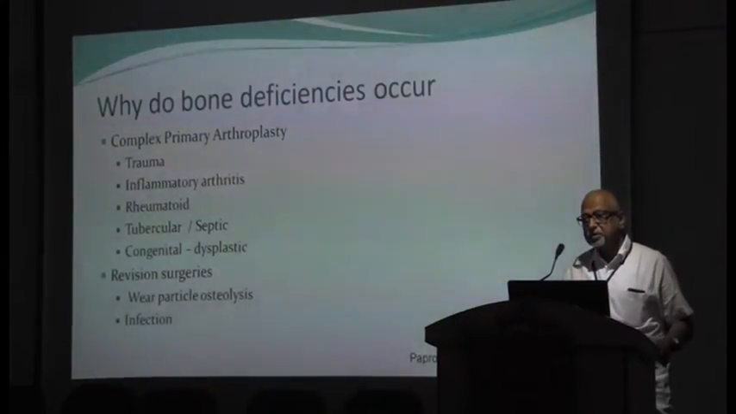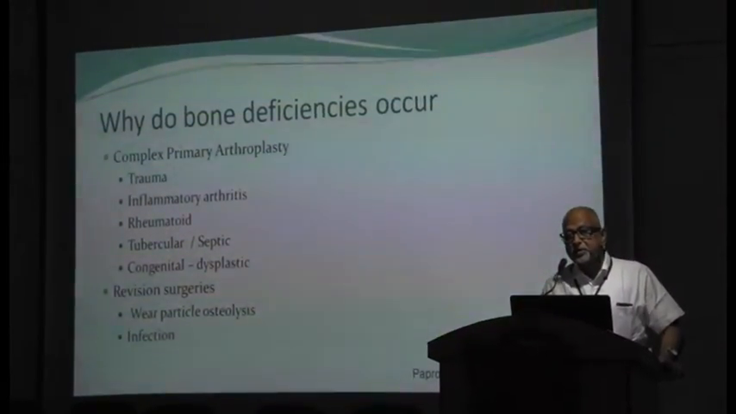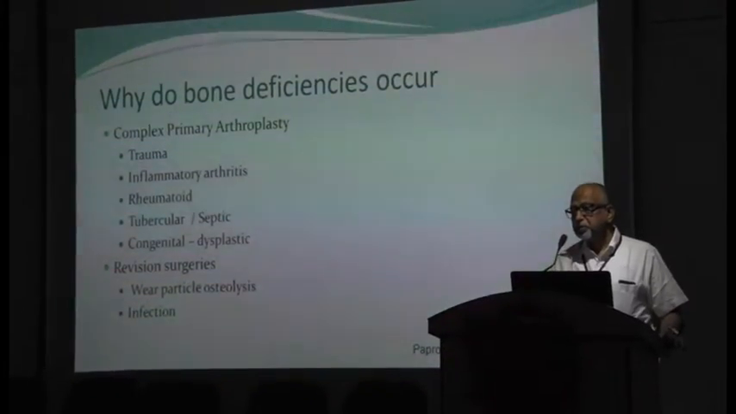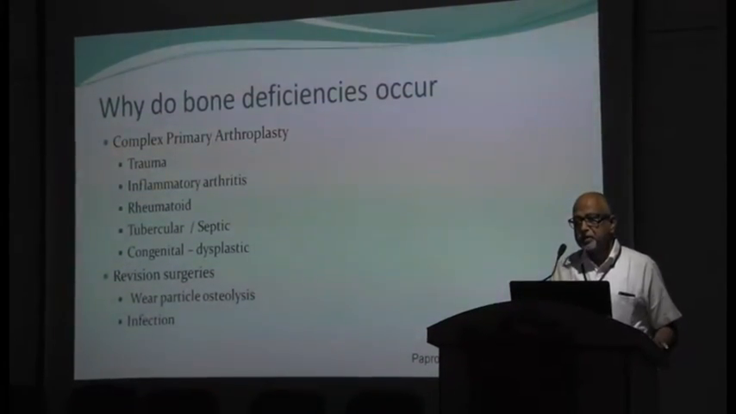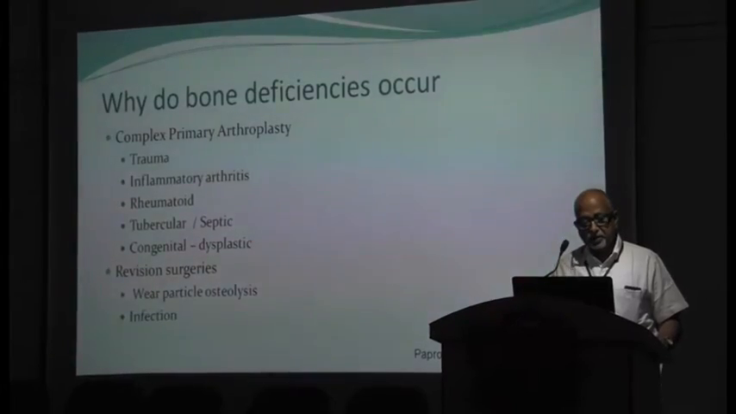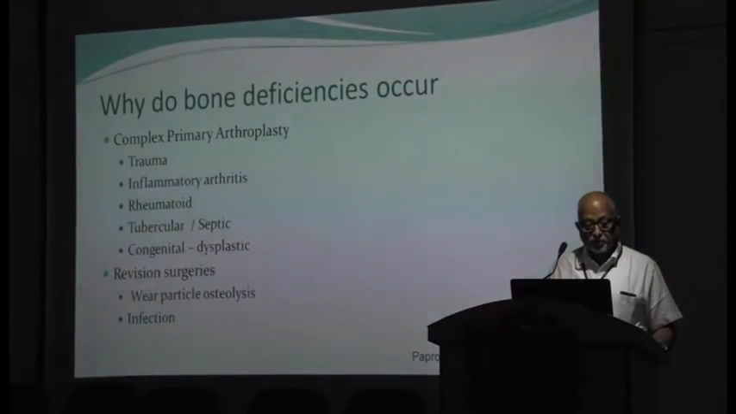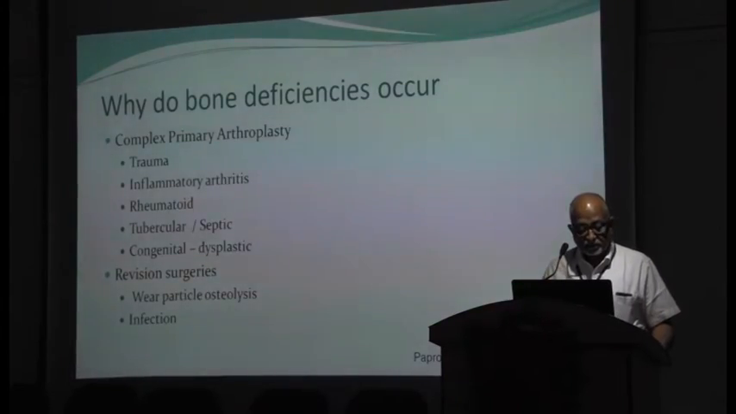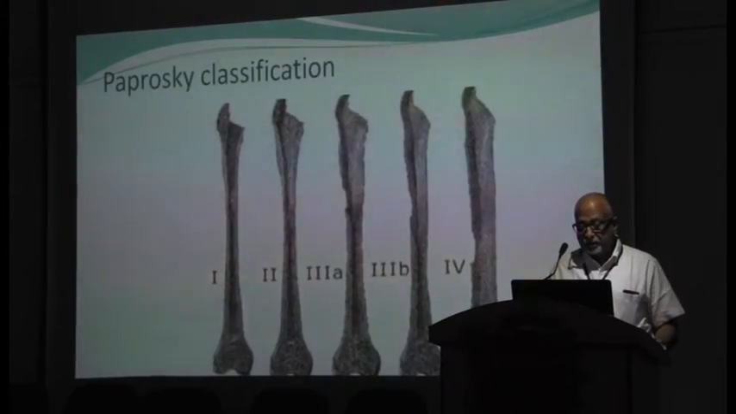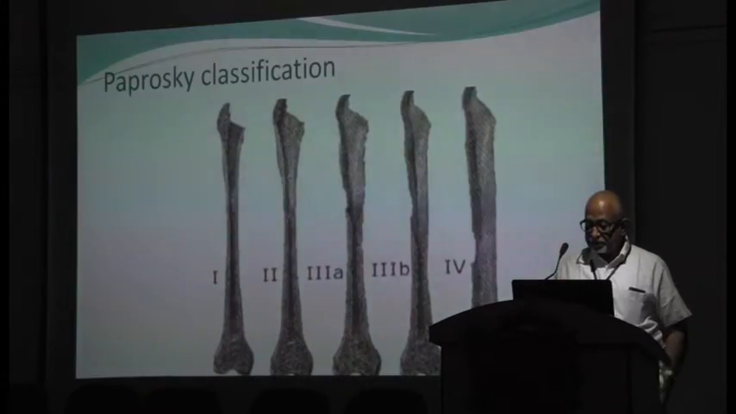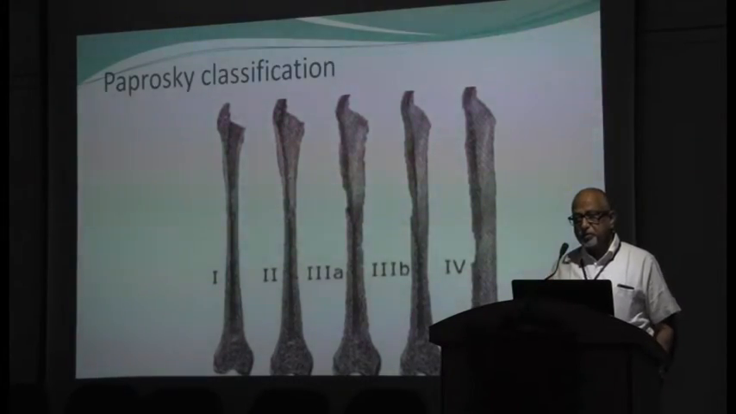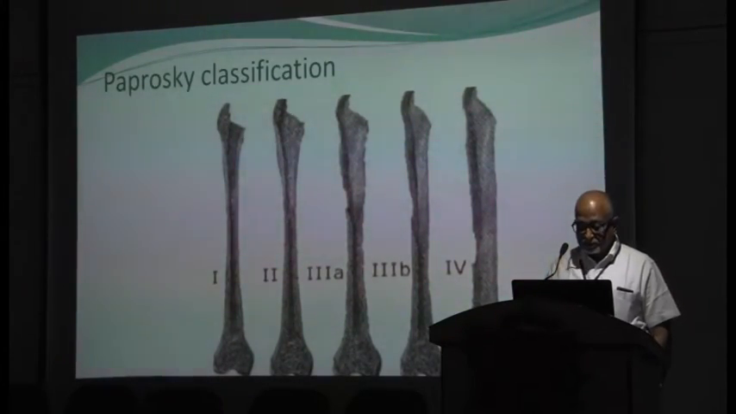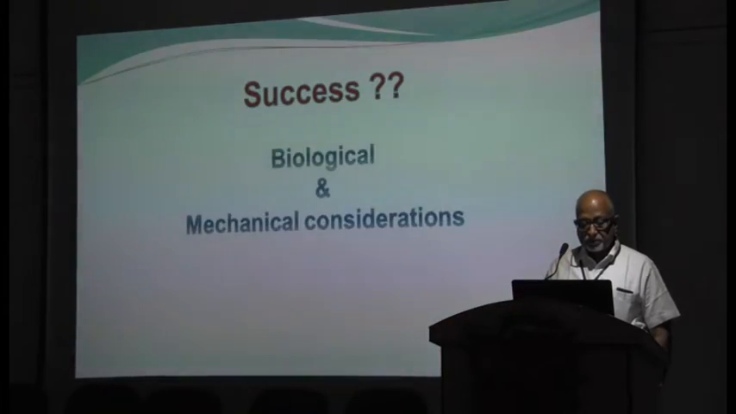Bone deficiencies occur due to many reasons, and we see a lot of bone deficiencies on the acetabular side, in primary, or what we call the complex primary, and the other conditions of trauma, inflammatory arthritis, and others. Of course, revision surgeries will be dealt with later. The Paprosky classification has elaborated what kind of bone deficiencies. I will not go into it because it comes into the ambit of revision surgery.